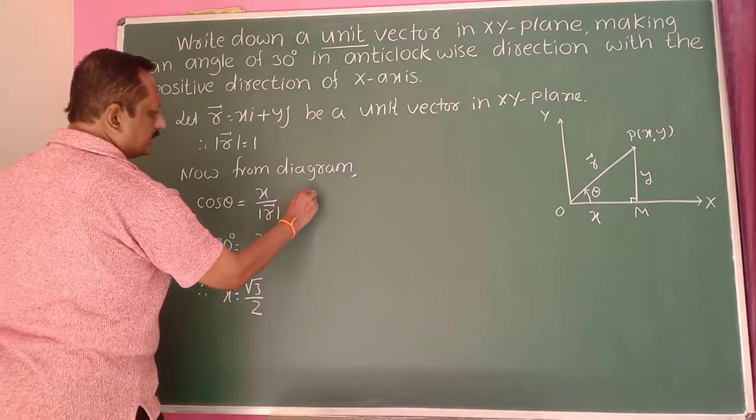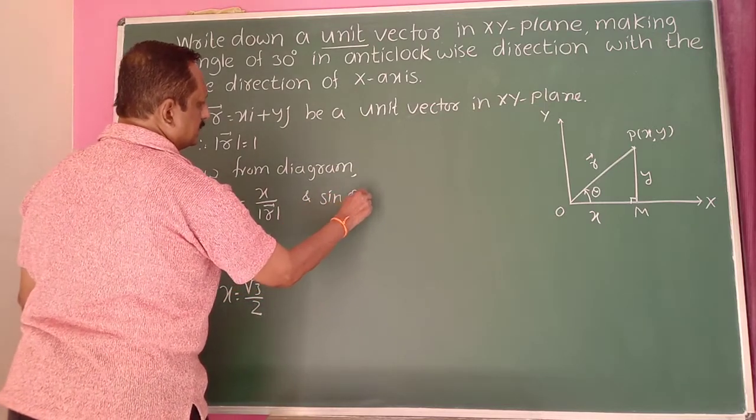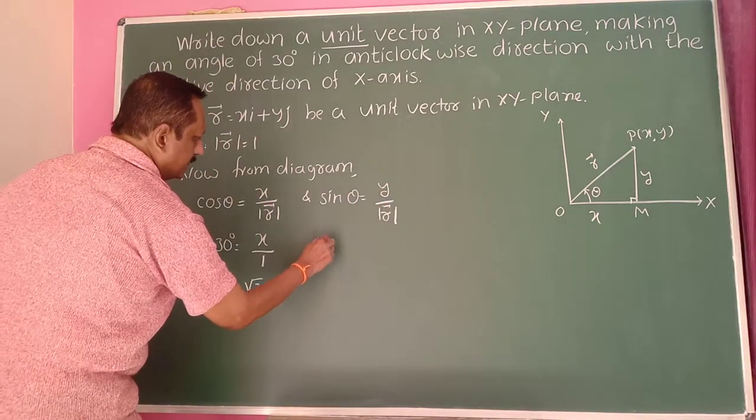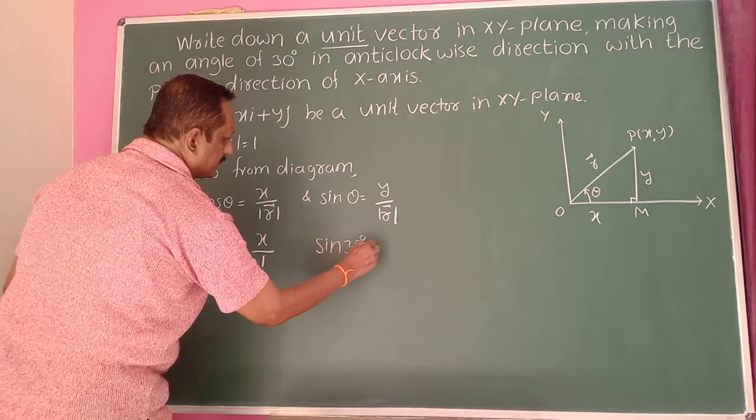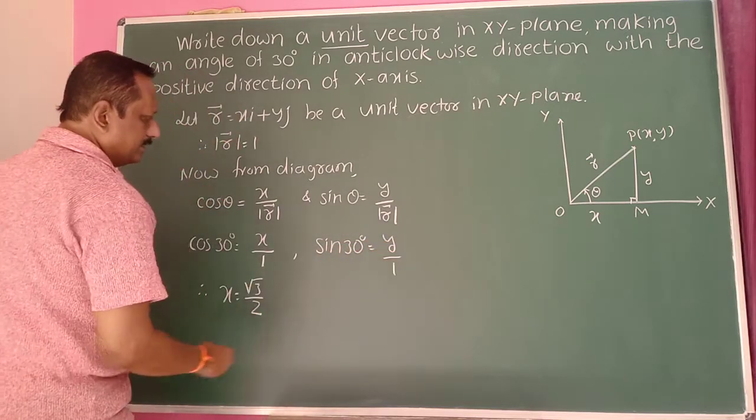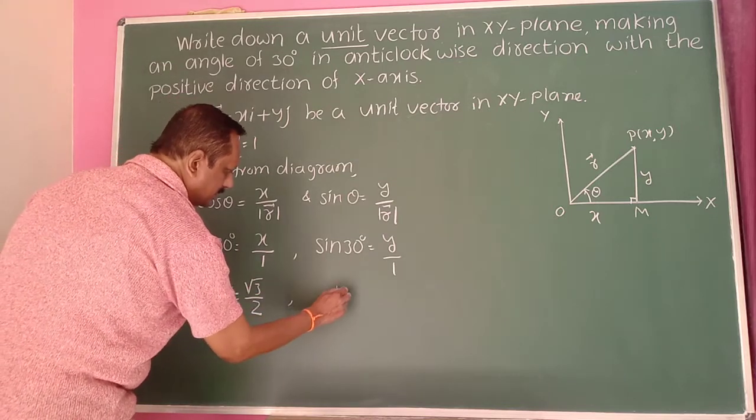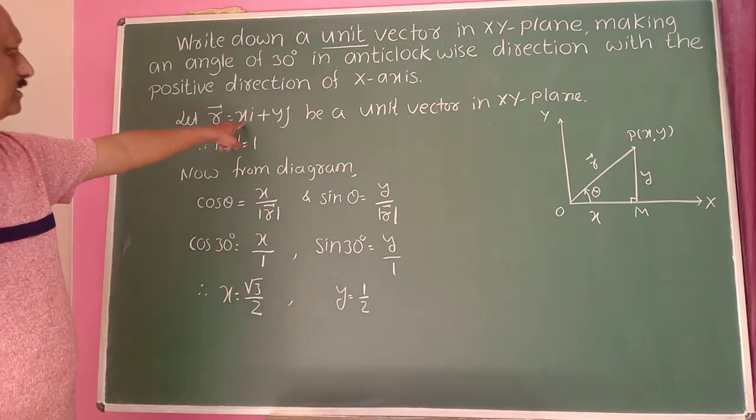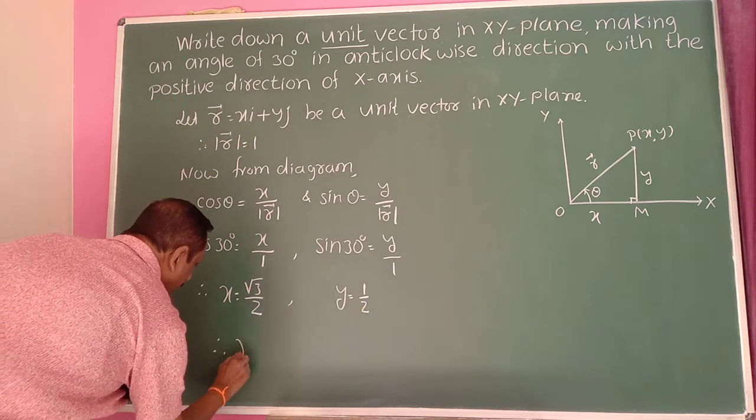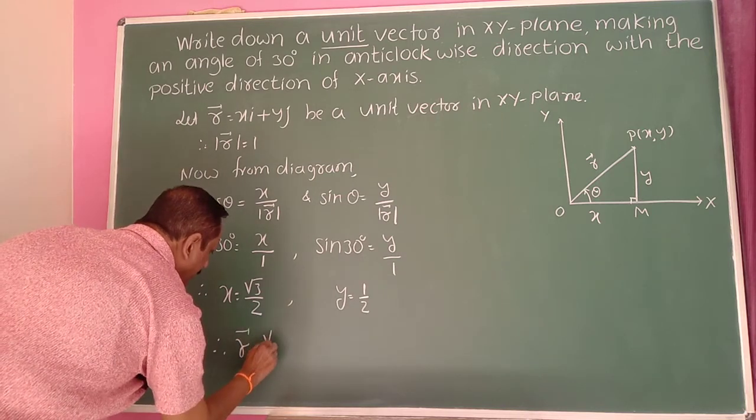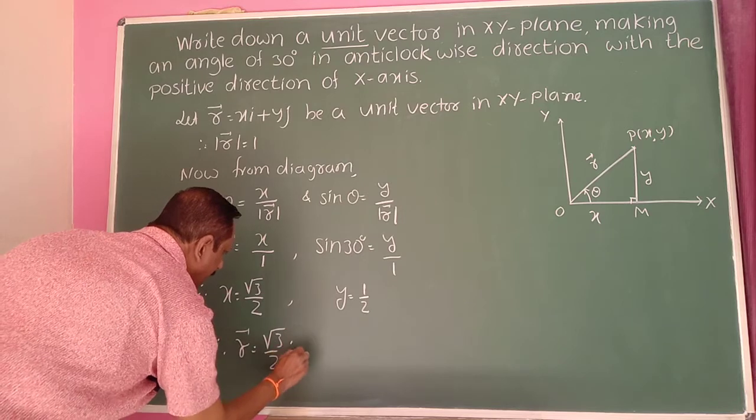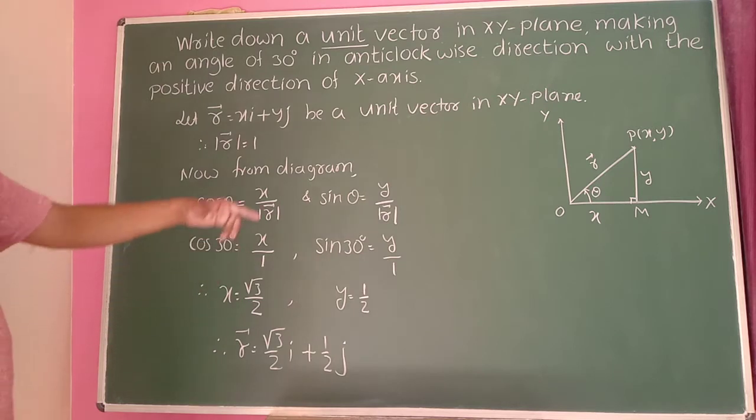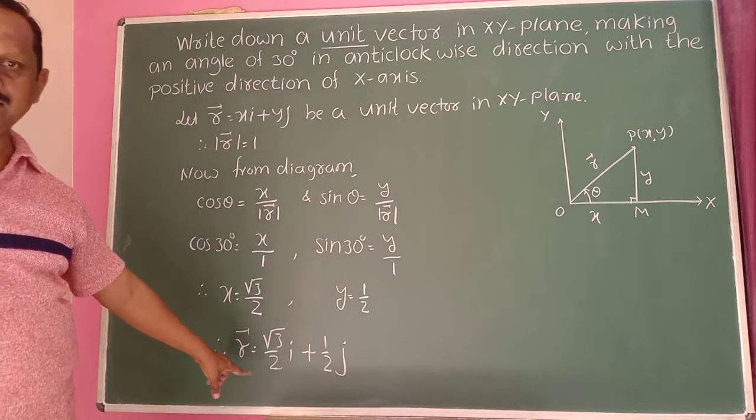And sin theta, from the diagram, is y divided by modulus of r. So sin 30 degrees is equal to y divided by 1. Sin 30 degree value is 1 upon 2. Hence, y is equal to 1 divided by 2. So using x and y, the vector r bar is equal to root 3 upon 2 into i plus 1 upon 2 into j. So this is the required vector in the xy plane and its modulus is 1 unit.